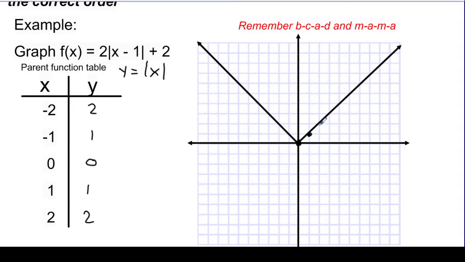So if you graph those points, that's how I generated this particular graph: 1, 1, 2, 2, -1, 1, and -2, 2. And you could keep going with the list, but you get the idea. We get this nice V-shaped graph.